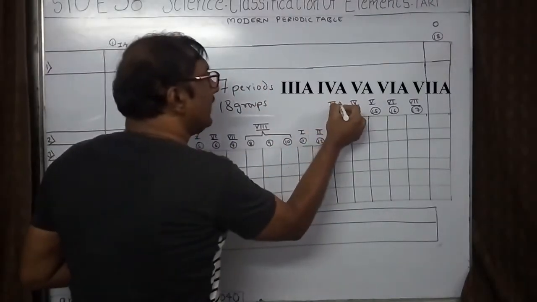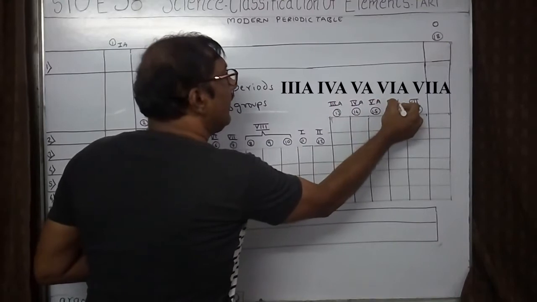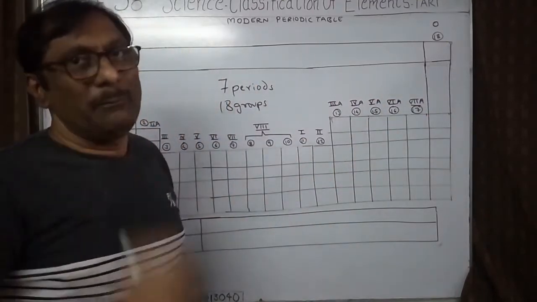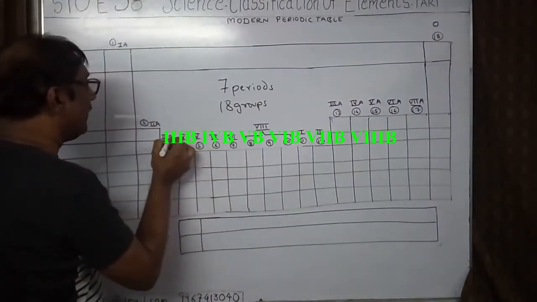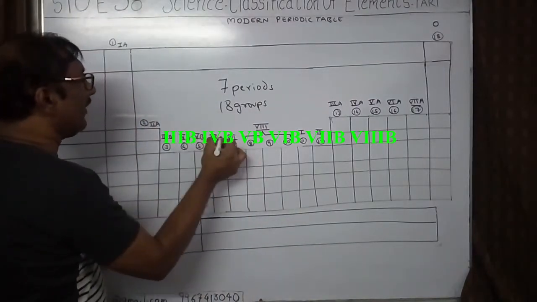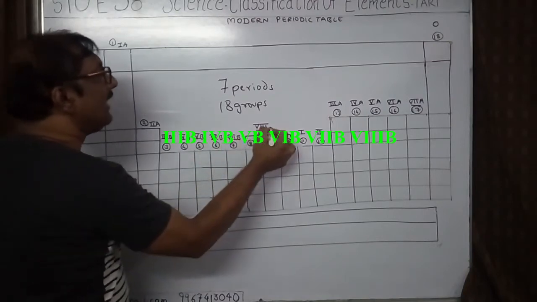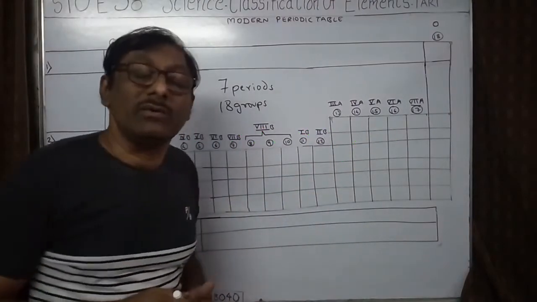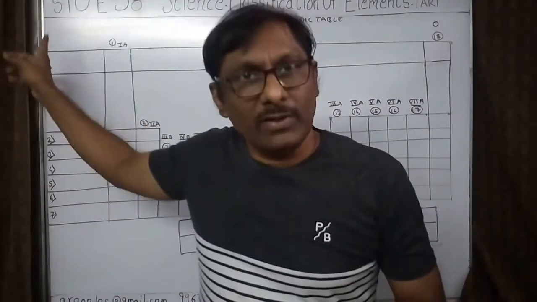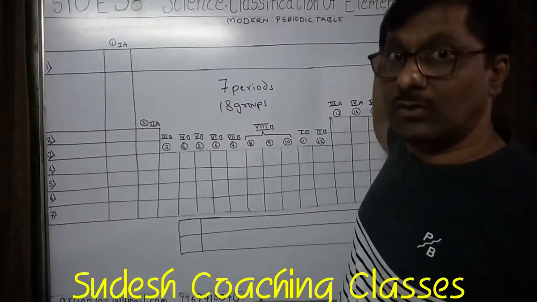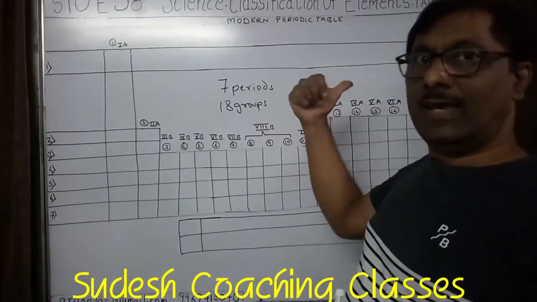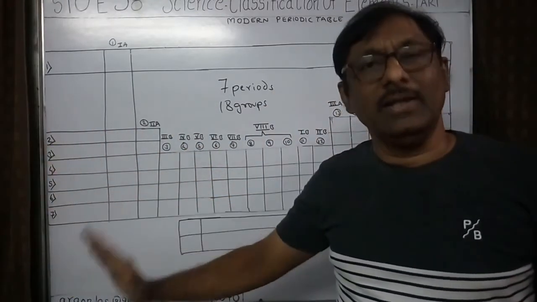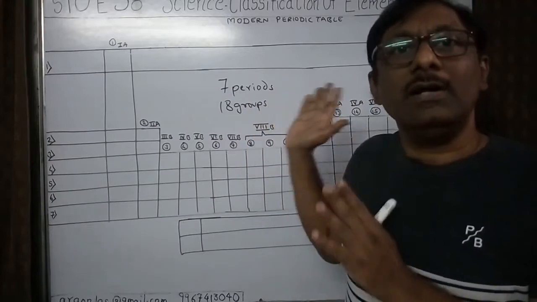So I will complete this first. A, and A. And the remaining part will be B group. All remaining will be B groups. Don't worry about it. And there is good news: you do not have to study the B group elements. Did you understand? 1A, 2A, start 3A, 4 to 7A, and 0, and the rest will be all B. That's how you number the table.